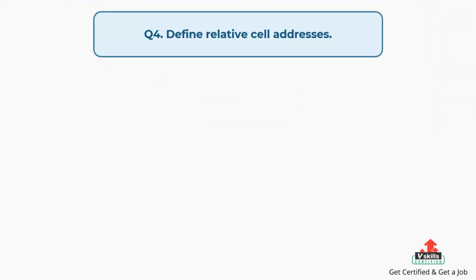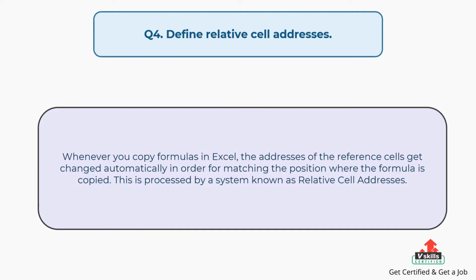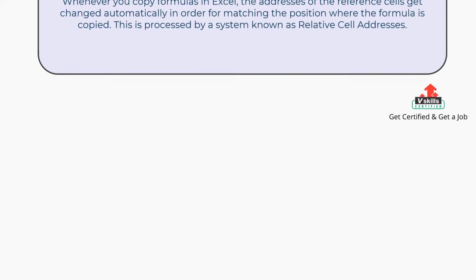Question number 4. Define relative cell addresses. The answer is, whenever you copy formulas in Excel, the addresses of the reference cells get changed automatically in order for matching the position where the formula is copied. This is processed by a system known as relative cell addresses.